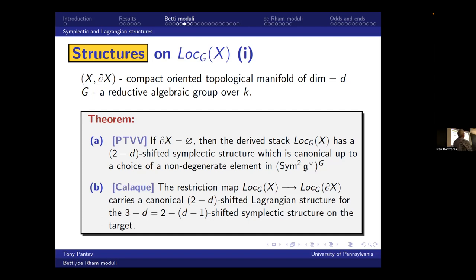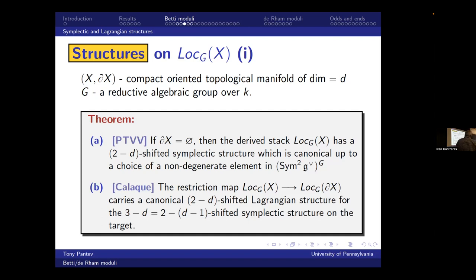And then there is a relative version of that that was proved by Damien Calaque, which says that if you look at the restriction map, so if you have now a manifold with boundary, the boundary doesn't have a boundary, right? So the boundary is a manifold without boundary. So the stack of local systems on the boundary, by the first part, is symplectic. It's three minus D shifted symplectic because the dimension is D minus one. And if you look at the restriction map from local systems on the manifold to local systems on the boundary, this carries a two minus D shifted Lagrangian structure for the three minus D shifted symplectic structure on the boundary.